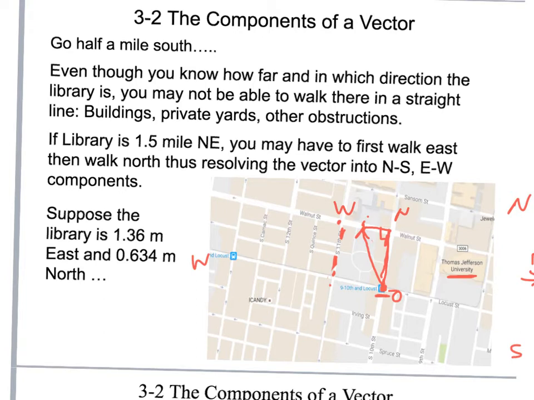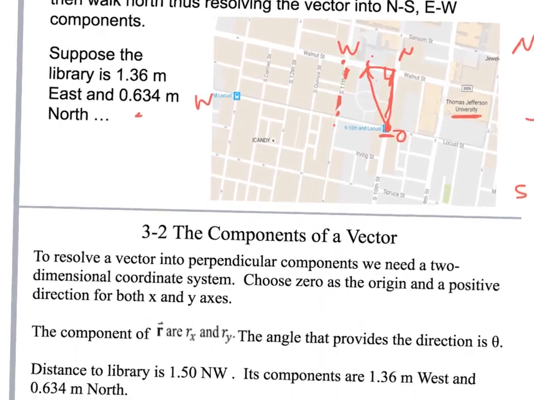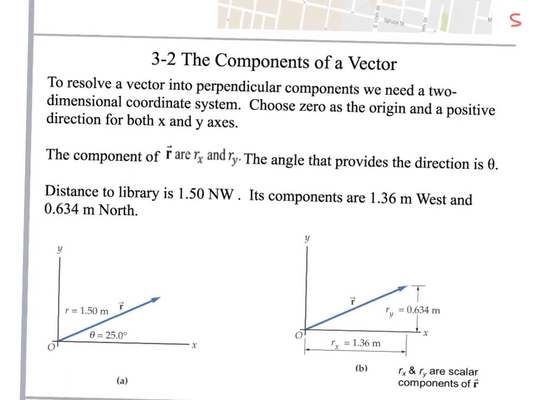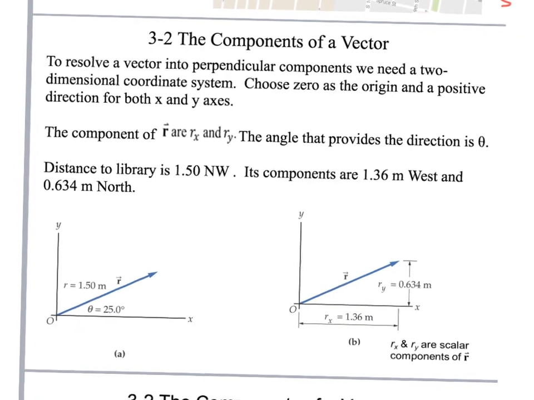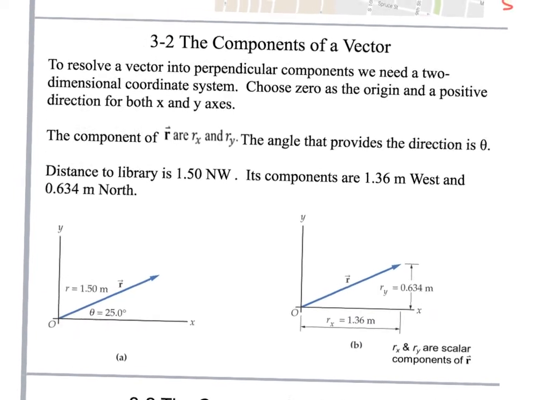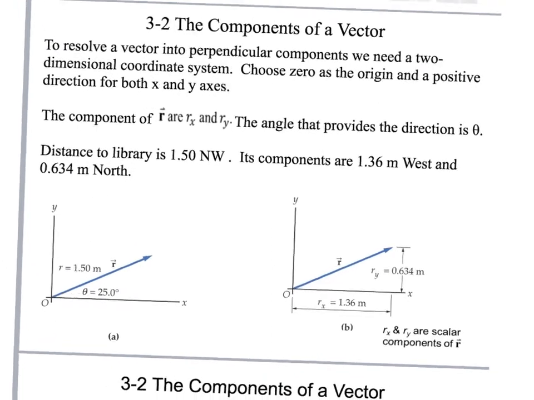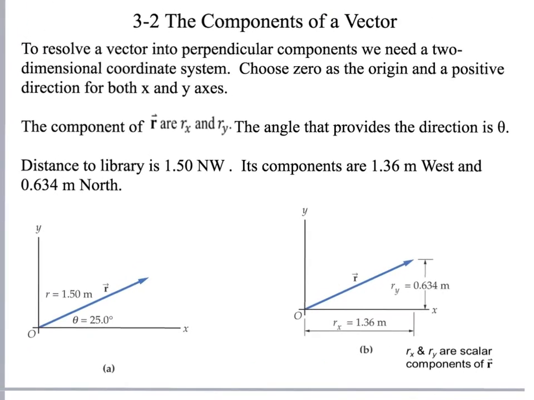And if we wanted to use these numbers here, for example, if the library is 1.36 meters east and 0.634 meters north, what we ended up doing is we went from our drawing on our map back to drawing on our coordinate system. So in this picture right here, we're saying that the library is 1.5 meters from your origin over to here. So there's the library right there, or the entrance to the library.